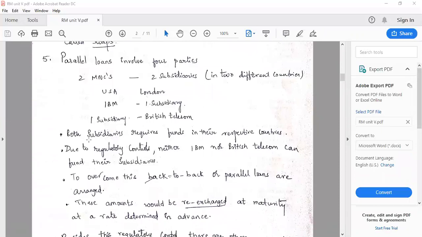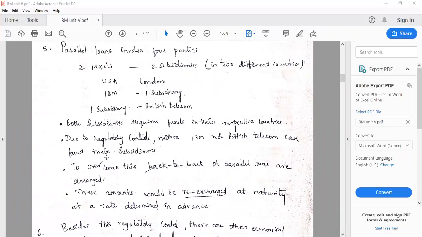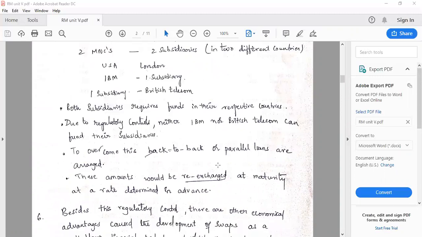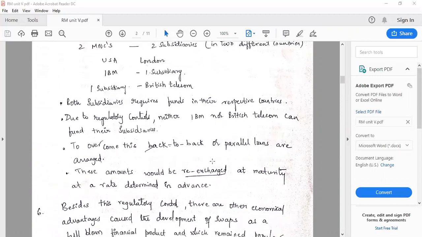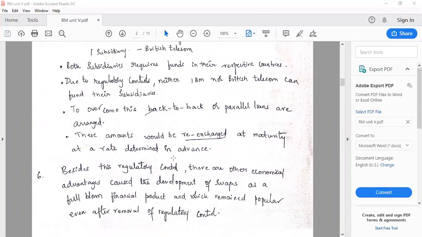Okay, so here both the subsidiaries require funds in their respective countries, and because of these regulatory controls, neither IBM nor British Telecom can exchange their funds. So because of that, back to back or parallel loans have started, right? Once they take these back to back or parallel loans, the amounts will be re-exchanged at the maturity date, which is determined in advance.